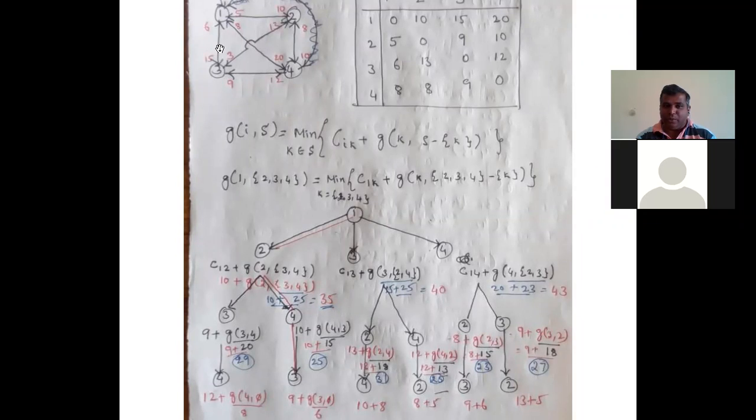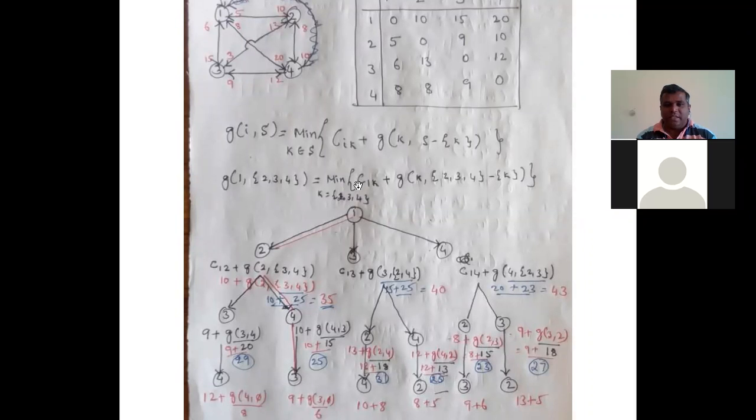1 is the starting node. So G of 1, comma, what are the remaining nodes? 2, 3, 4. 1 is the starting node, that means it is visited. The remaining unvisited nodes are 2, 3, 4, equal to the minimum of, what is K? K belongs to S. It can be 2, it can be 3, it can be 4. So K is picked from this set.